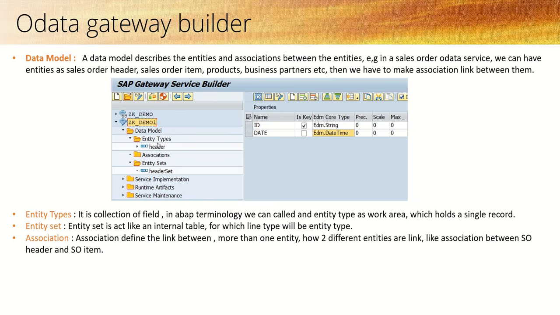An entity is a collection of fields, and the entity set acts as an internal table for these entity types. If you correlate this with ABAP terminology, we can call the entity type a structure which can hold a single record, and the entity set acts as an internal table for this entity type. The association is used as we create different entities like header, line item, partner, etc. But in real time, suppose you want to fetch both entities in a single go. There we use the association. I will explain that in the next slide.